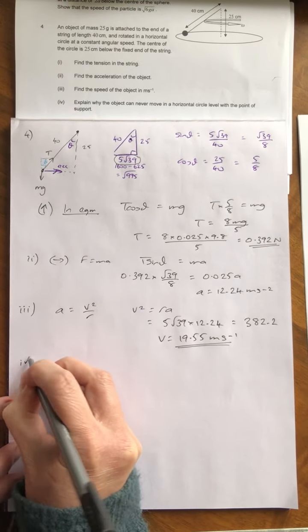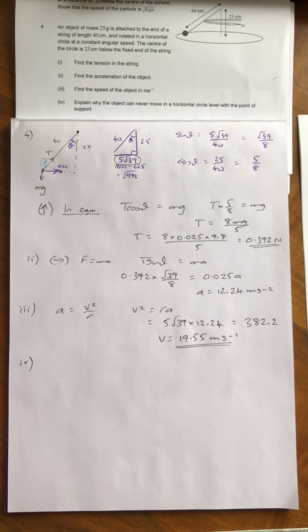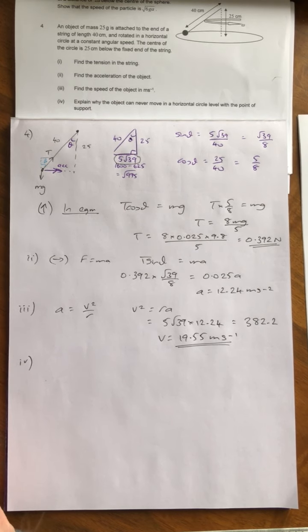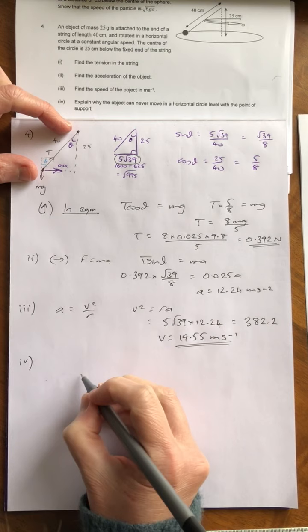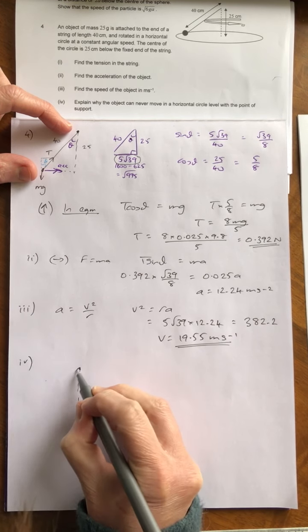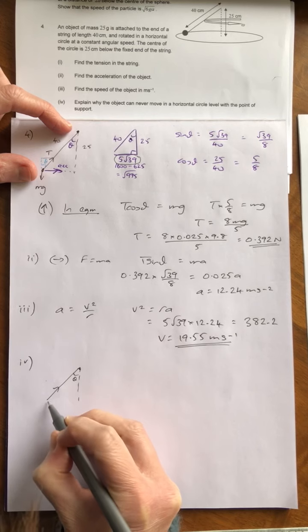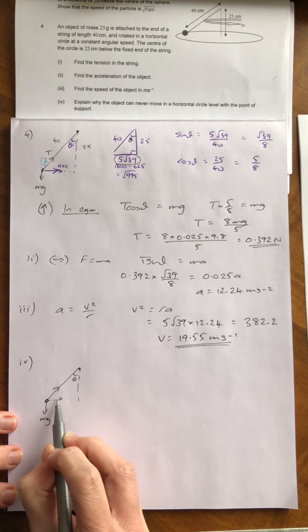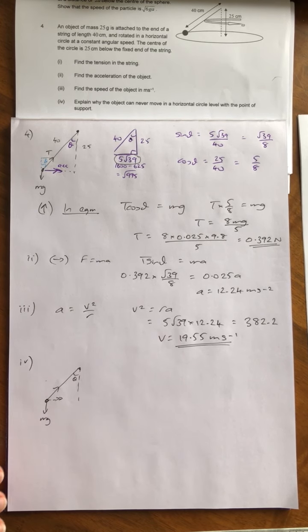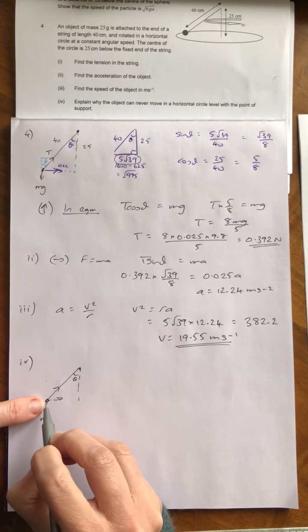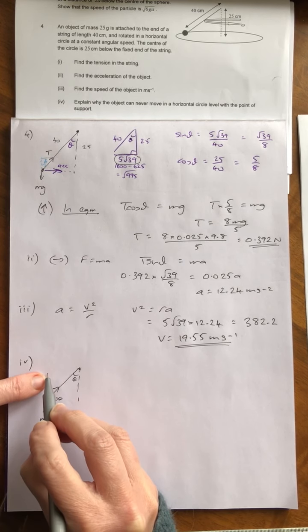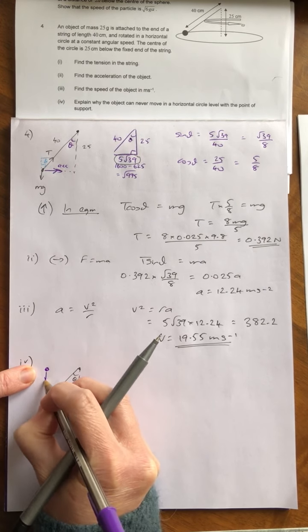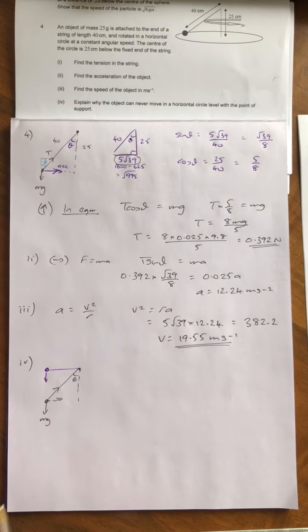Now the last bit. Explain why the object can never move in a horizontal circle with the point of support level with the point of support. So if you can imagine our initial situation, we had a theta up there and there was our mass. And of course that was the circle in which it was going. That was the direction of the acceleration. Now imagine this gradually moving up until it's here. So it's saying instead, imagine it moving around there.